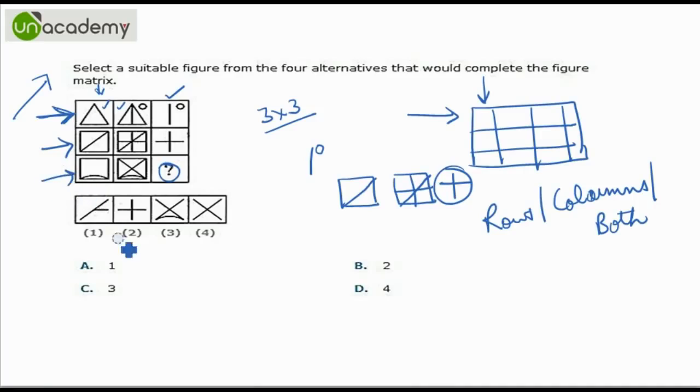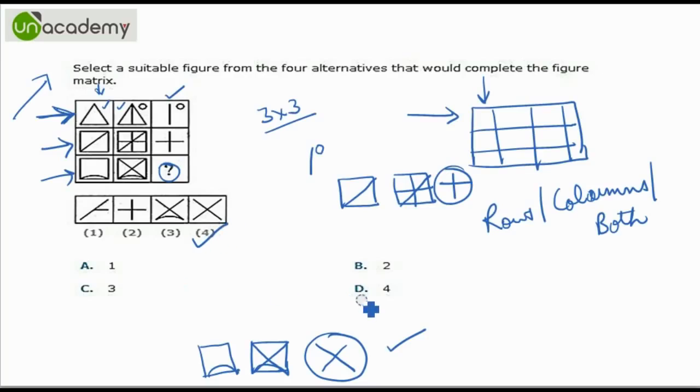So in the third row, second column, we have this figure: this cross inside a square and this curve, and the square has been repeated. So the only thing left will be this cross. That is option number 4. Simple enough. That is how you solve most of the grid problems. You try to find the pattern in rows, you try to find the pattern in columns, and if it still does not work out, you try to find the pattern simultaneously in both.